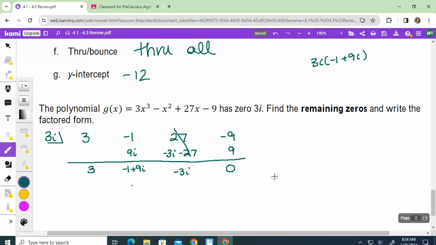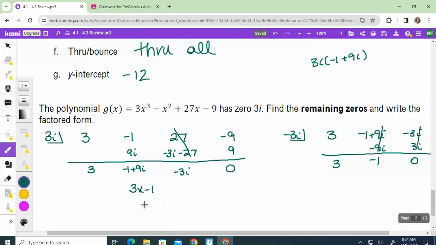Now this isn't pretty yet, but if 3i is a 0, what else do we know? So we'll divide again with negative 3i and the answer we just got out. Remember, we leave off the remainder there. So 3 comes down. 3 times negative 3i is negative 9i. Gives us negative 1. Negative 1 times negative 3i is positive 3i. And that gives us 0. So we have 3x minus 1. So what makes that 0? 1/3.